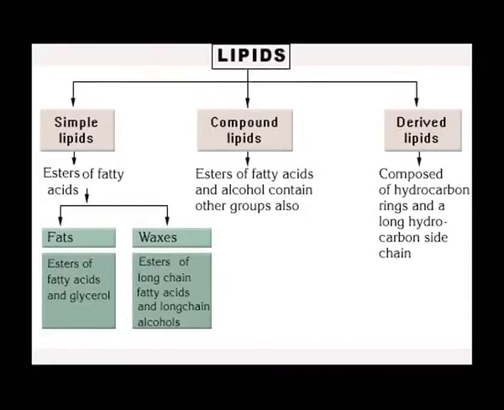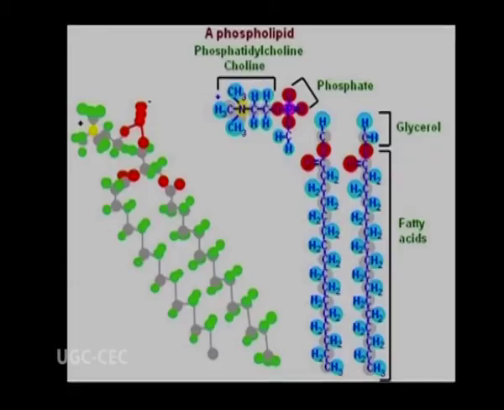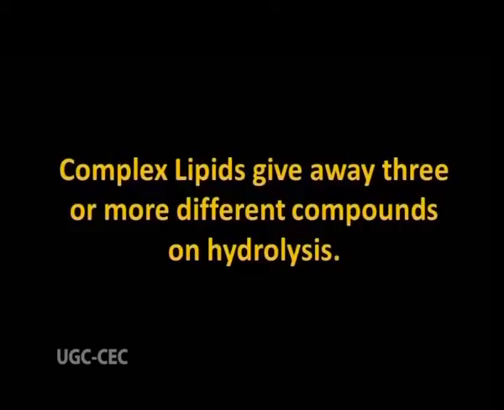Lipids can be classified as derived, simple or complex according to their structure. The derived lipids include fatty acids and alcohols, which are the constituents of the simple and complex lipids. Simple lipids include fatty acid and alcohol components, which are acylglycerols, ether acylglycerols, sterols and their esters, and wax esters. In general terms, simple lipids can be hydrolyzed to two different components, usually an alcohol and an acid. Complex lipids include glycerophospholipids, that is phospholipids, glyceryl glycolipids, that is glycolipids, and sphingolipids. These structures give 3 or more different compounds on hydrolysis.